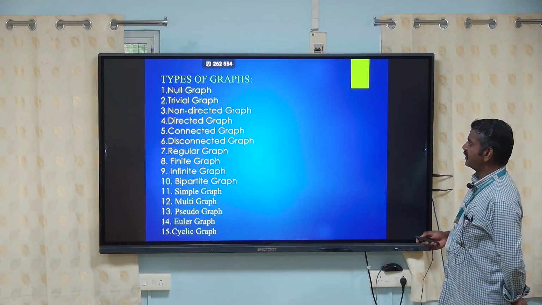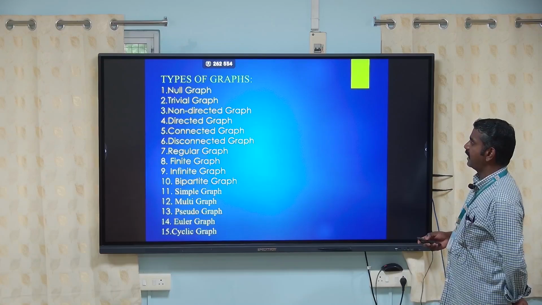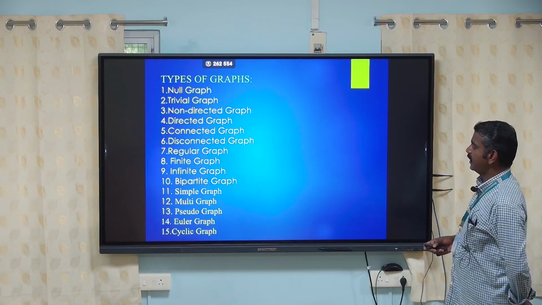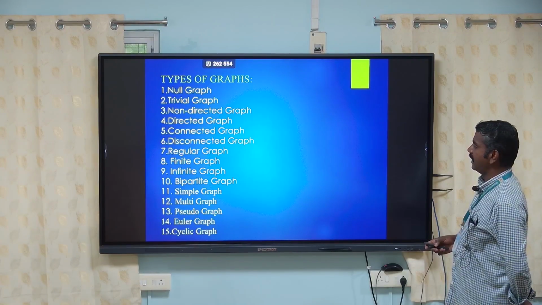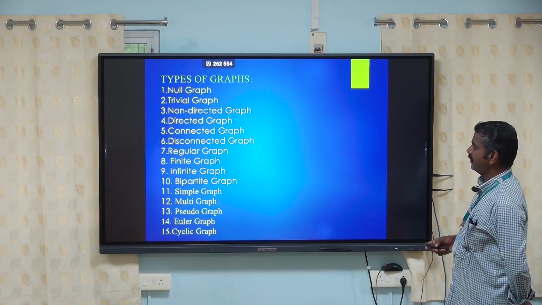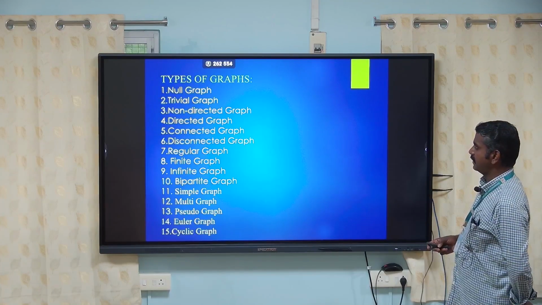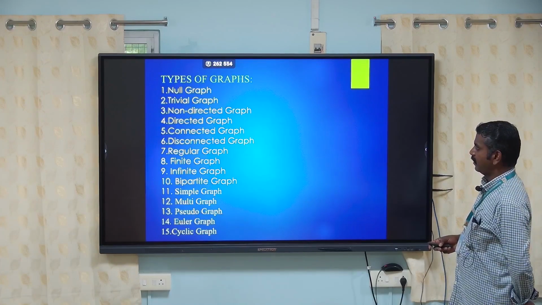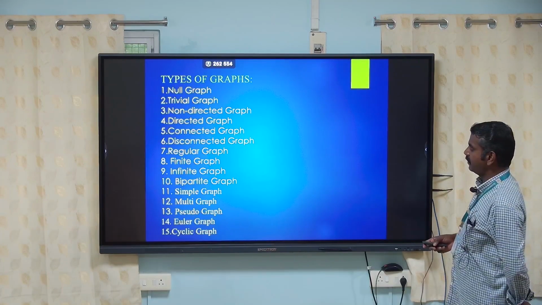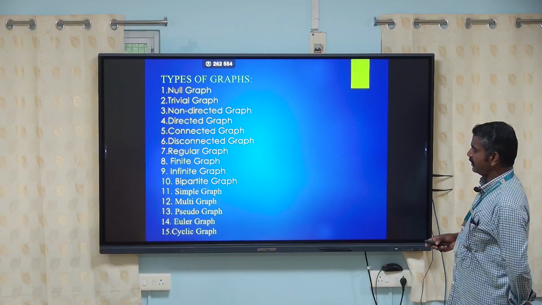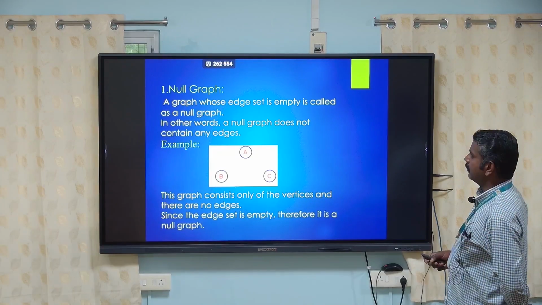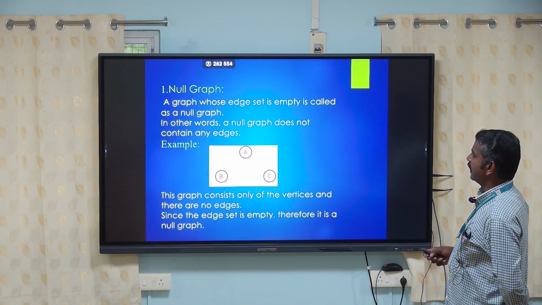Types of graphs. First one is null graph. Second one trivial graph. Third one non-directed graph. Fourth one directed graph. Fifth one connected graph. Sixth one disconnected graph. Seventh one regular graph. Eighth one finite graph. Ninth one infinite graph. 10th bipartite graph. 11th one simple graph. 12th one multigraph. 13th pseudograph. 14th Euler graph. 15th cyclic graph. We are discussing one by one. Now we are going to see types of graphs.